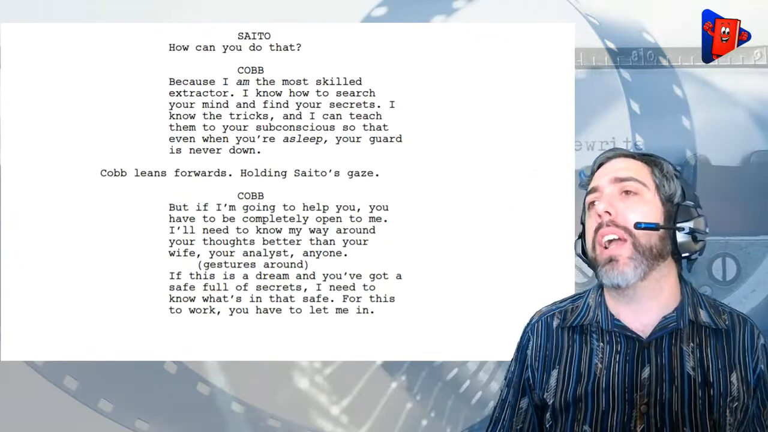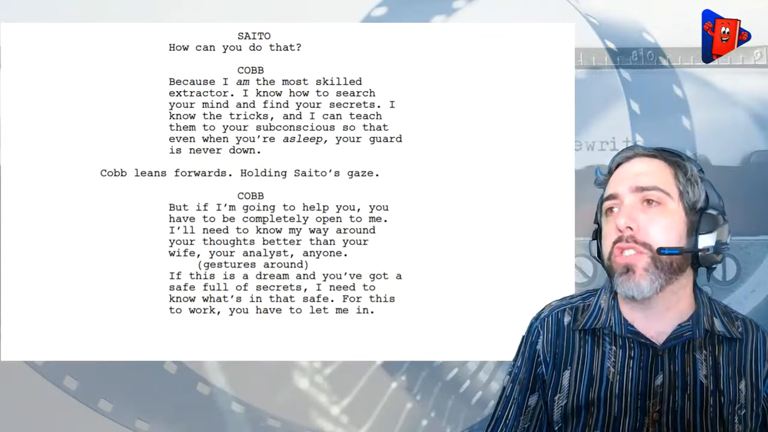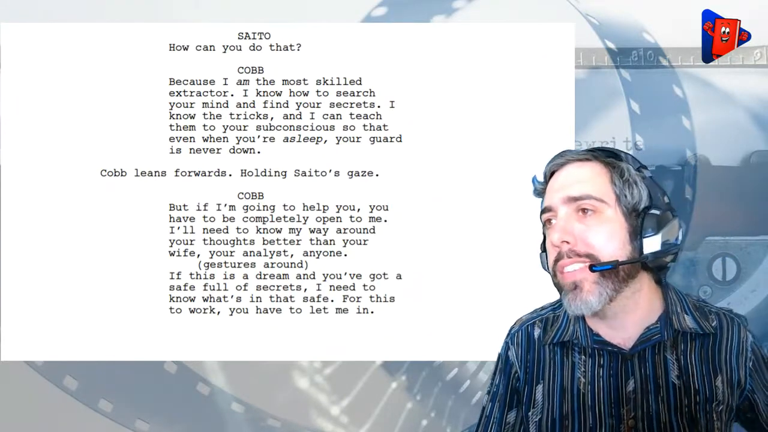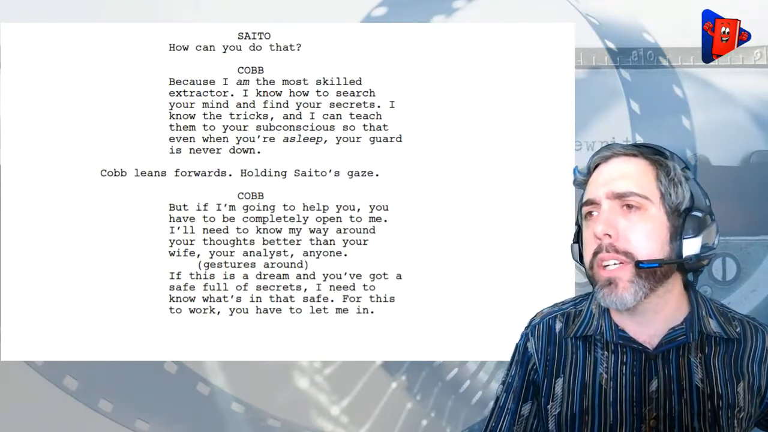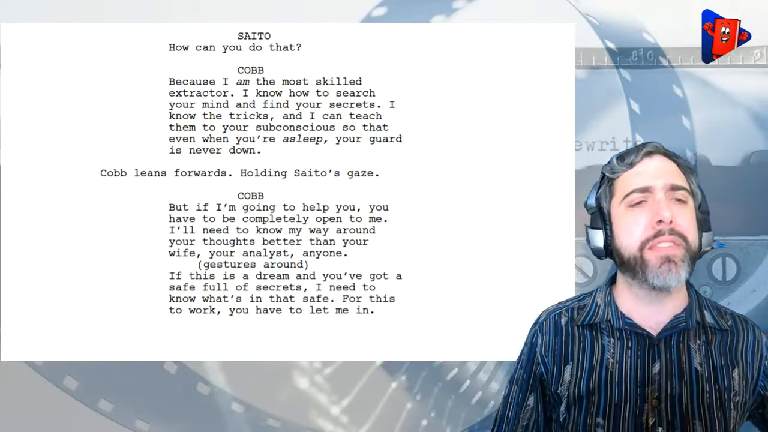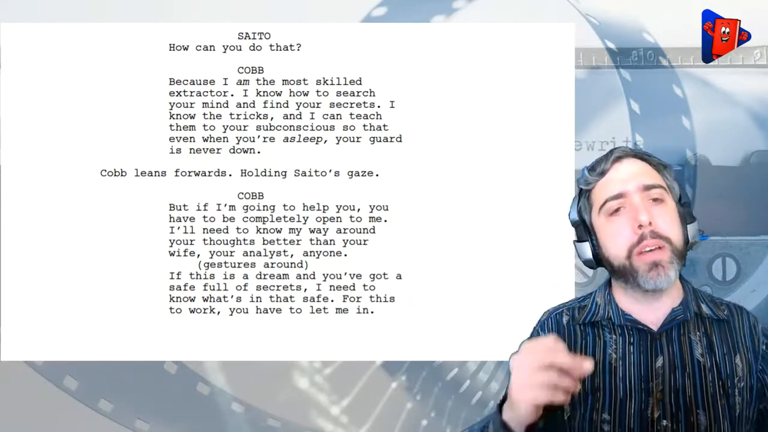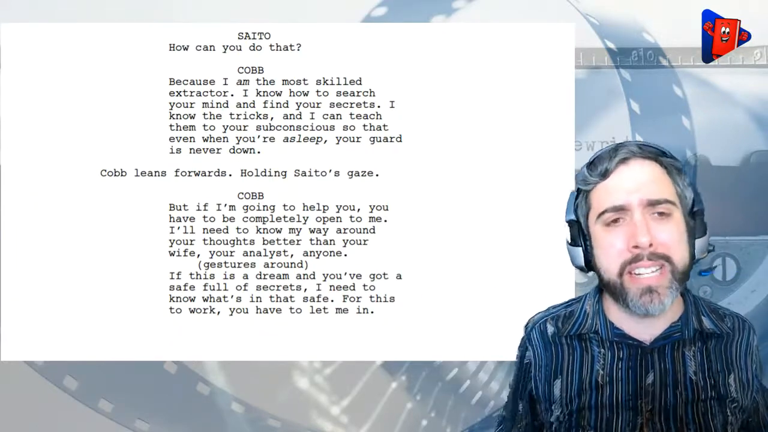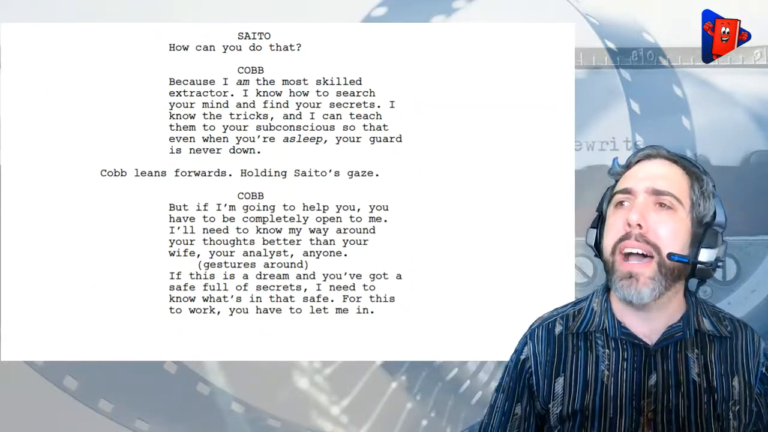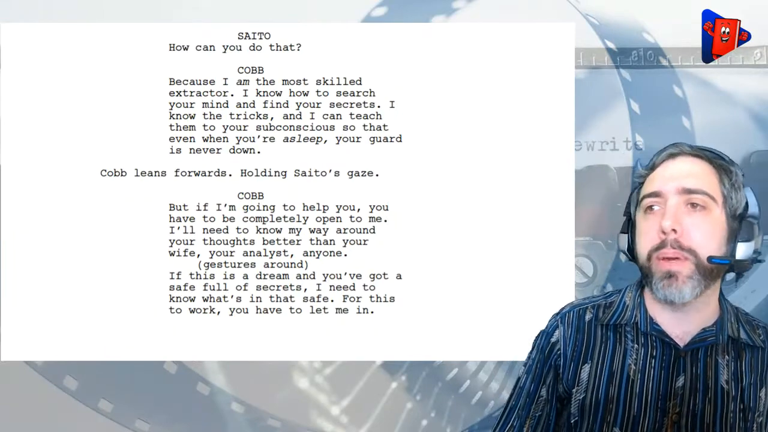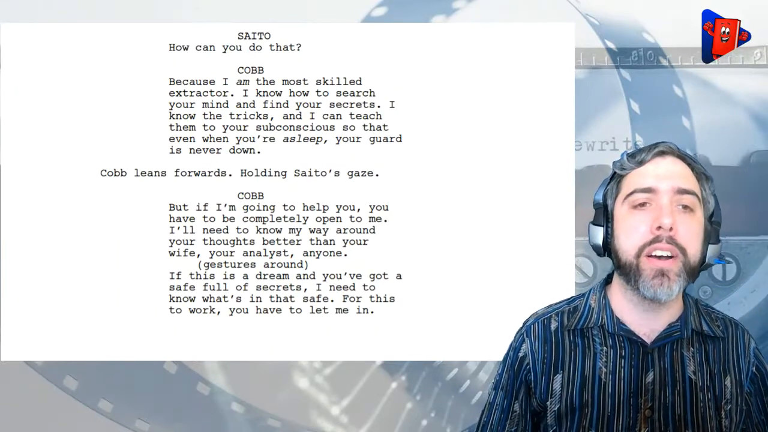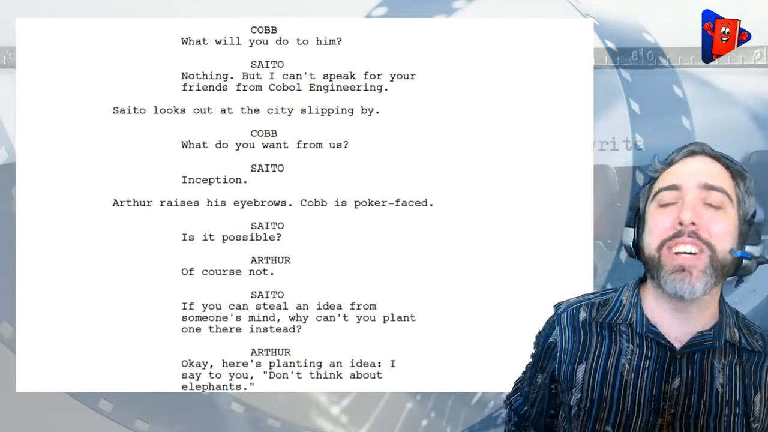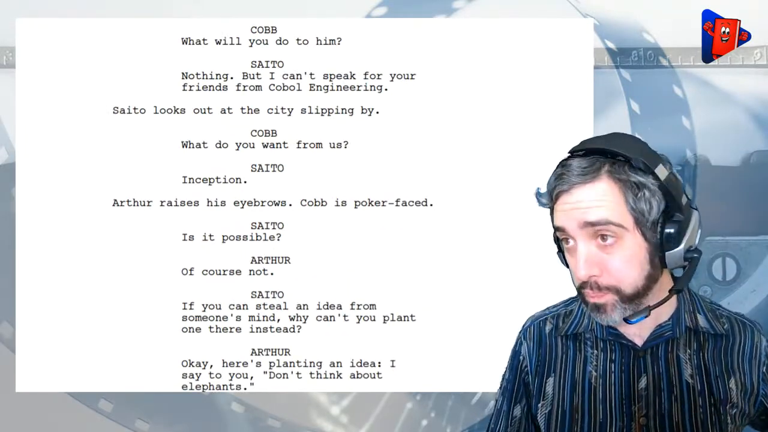So you have Cobb saying, "I am the most skilled extractor. I know how to search your mind." So he just kind of spells out what his character does. And like I said, this works out well because even though this is a fair amount of exposition, it's going to immediately pivot from this is what happens to now let's do it. Because the audience is going to be like, wow, that's kind of cool. People can go into people's minds. I wonder what that looks like. And then you figure out, oh, wait, we are in the middle of that. We're seeing it right now. So it's a fun little twist on us.